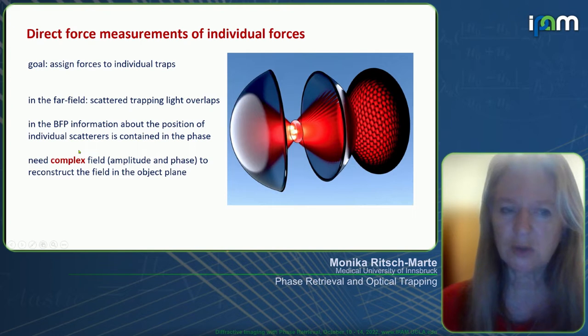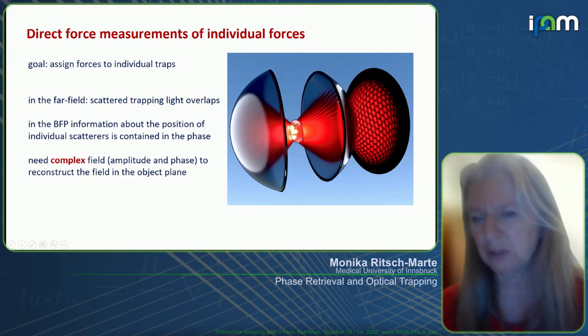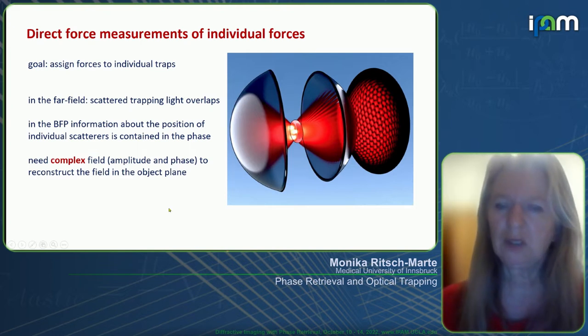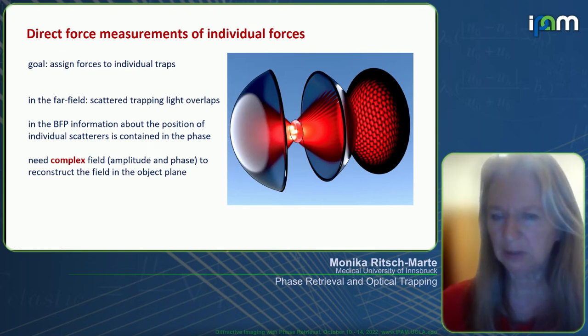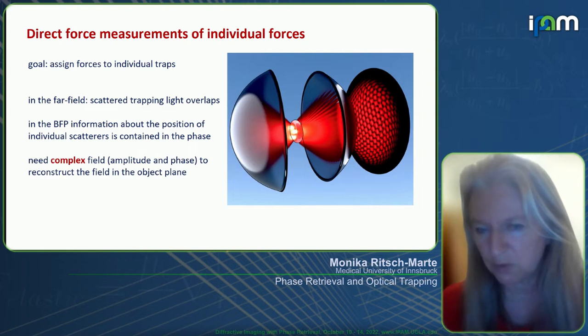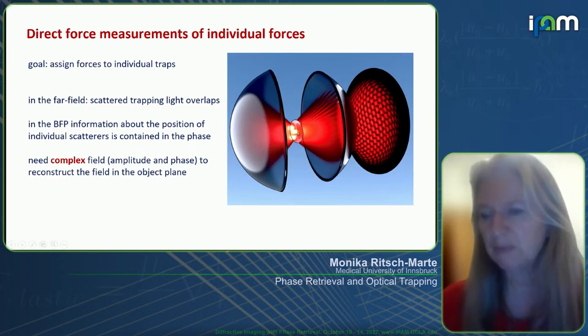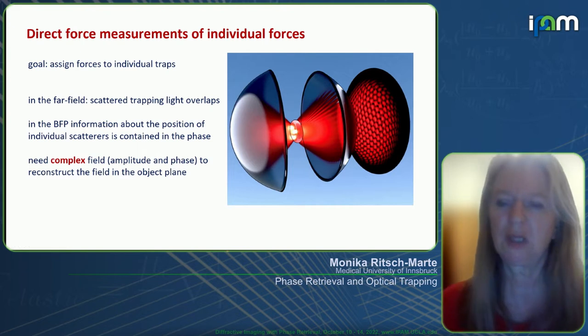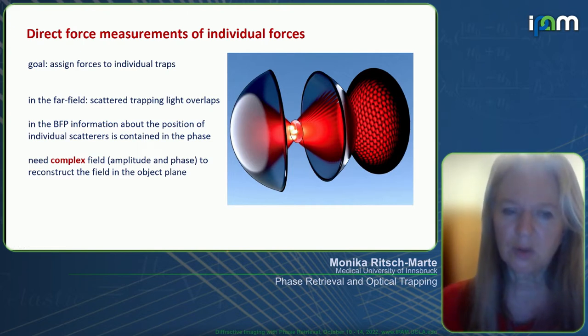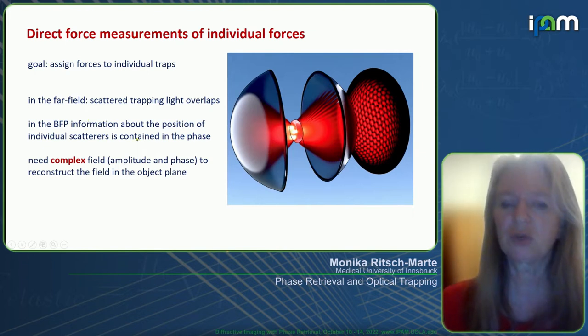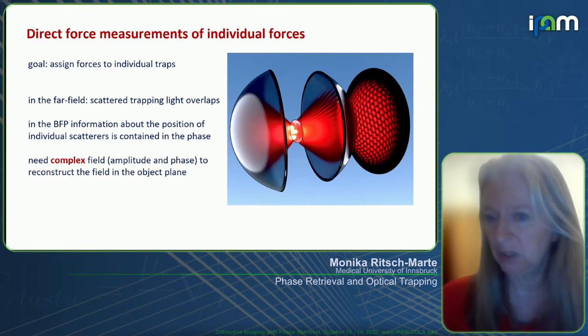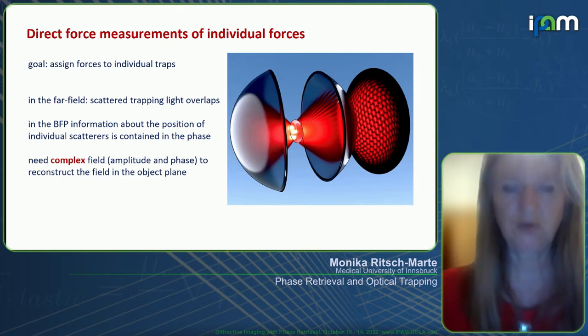So the goal is to assign forces to individual traps, here schematically. We are recording in the far field, where the trapping light being scattered by all these various particles overlaps and interferes, and we're looking at the interference pattern. So in the back focal plane, in the far field, where the camera sits, we have information about the position of the individual scatterers. It's all contained in the phase there. On the other hand, we are recording the intensity only, the interference pattern.